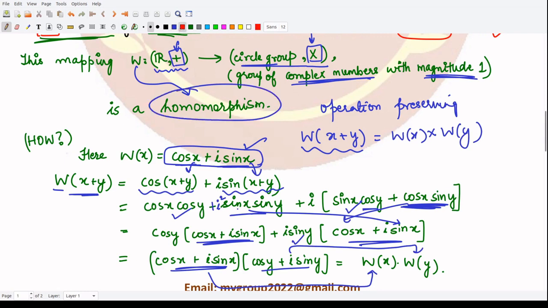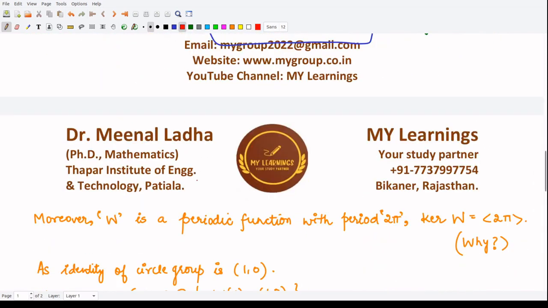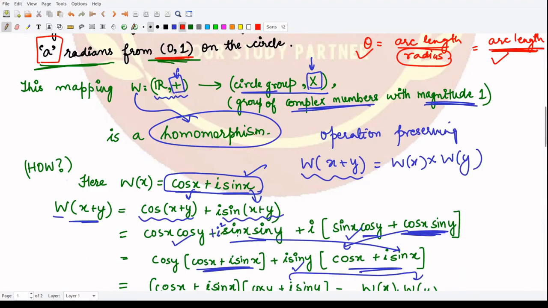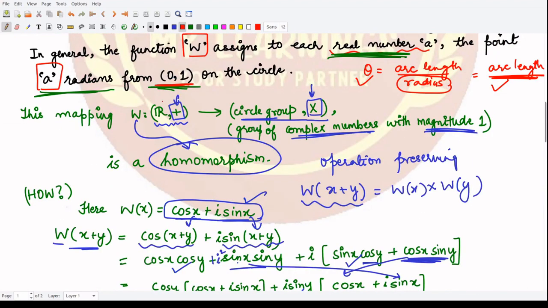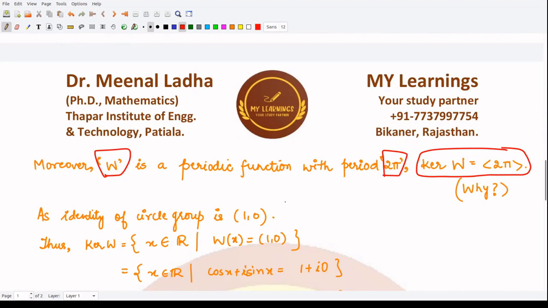Correct? Now if this forms a homomorphism, what is the kernel of this mapping W? So we see W is a periodic function having period 2 pi. So what would be the kernel? We say the kernel would be the one which is generated by 2 pi. Why is this so? Because by the definition, your wrapping function goes from R to the circle group, we need to find what is the identity of the circle group. So you see the identity of complex numbers having magnitude 1 under multiplication is 1, 0.